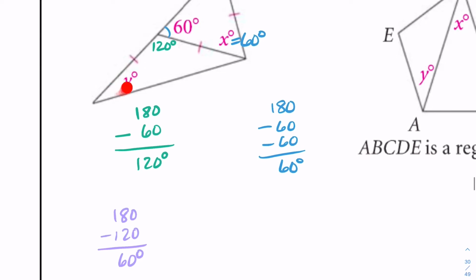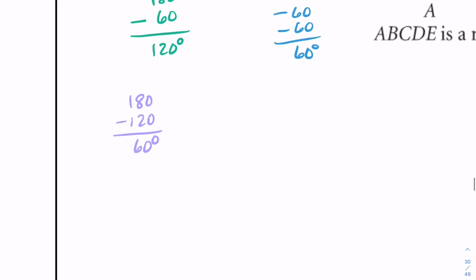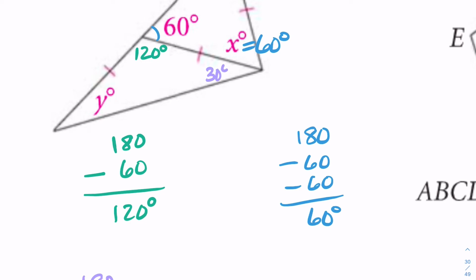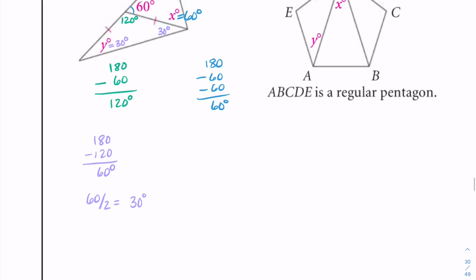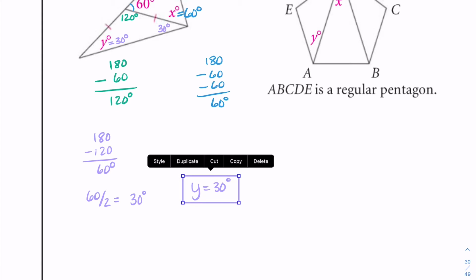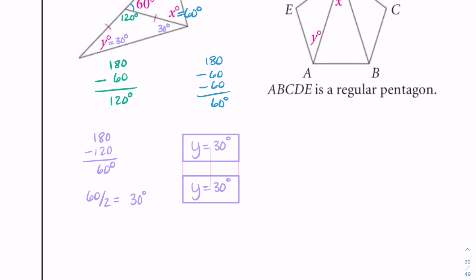So 60 degrees has to make up this angle and this angle right here. So I'm going to do 60 divided by 2, and I get 30 degrees. So this angle here is 30 degrees, and this angle here is also 30 degrees. So when it's all said and done, y equals 30 degrees, and x equals 60 degrees.